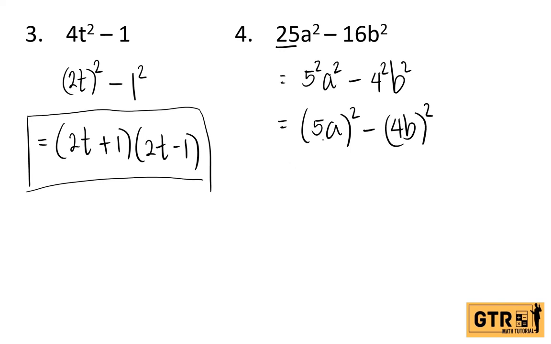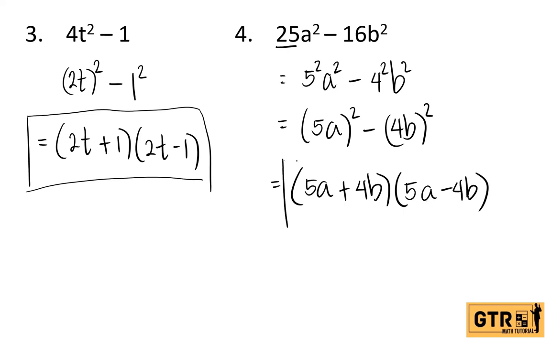So it's now in the form a squared minus b squared. So therefore, the factors are, kopyahin lang ito. So we have 5a, isang plus at isang minus. 5a plus 4b times, yung parehas nito magiging minus lang, 5a minus 4b. Okay. So next example, 5 and 6.